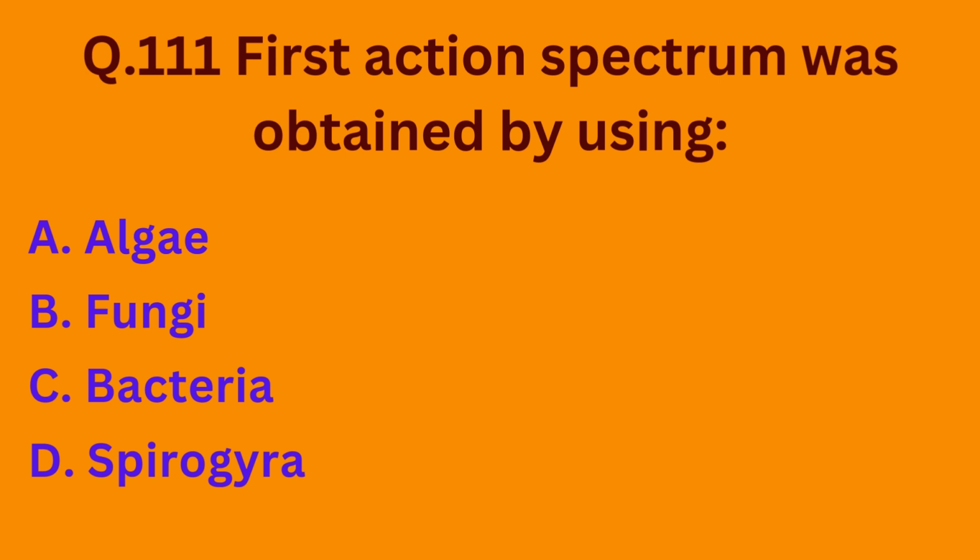Question number 111. First action spectrum was obtained by using option A, algae. Option B, fungi. Option C, bacteria. Option D, Spirogyra. The correct option is option D.